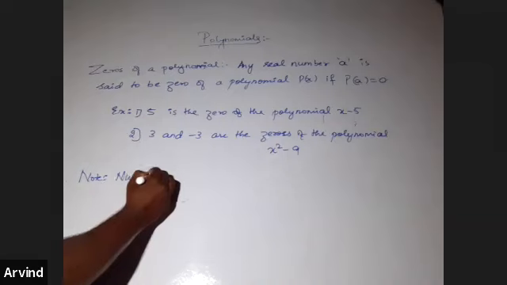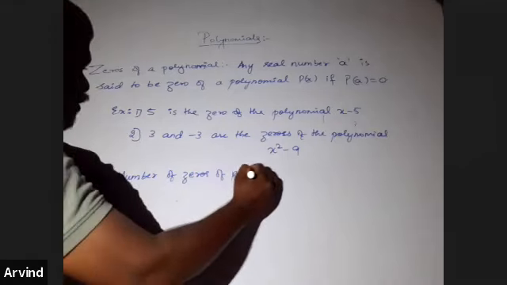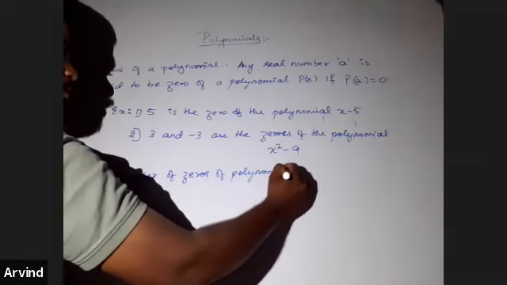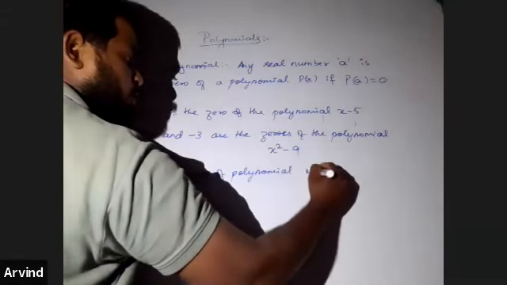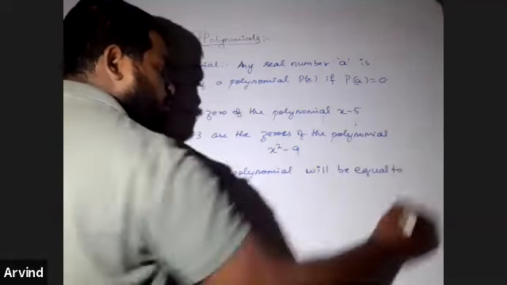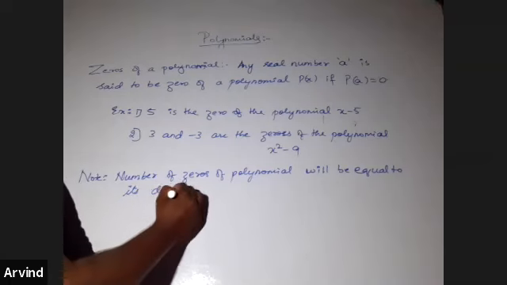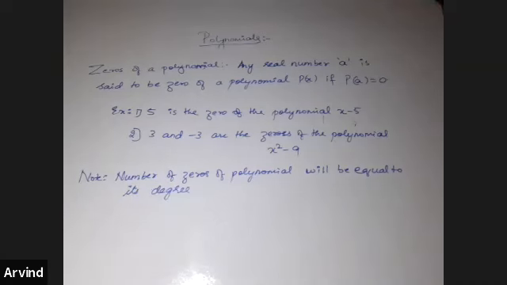Number of zeros of a polynomial will be equal to its degree. Number of zeros of a polynomial will be equal to its degree.